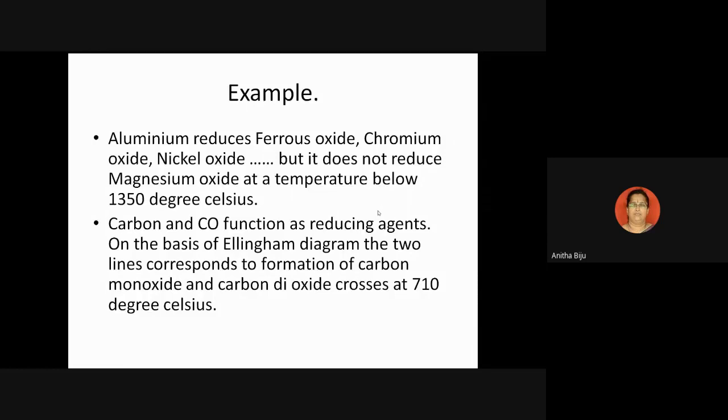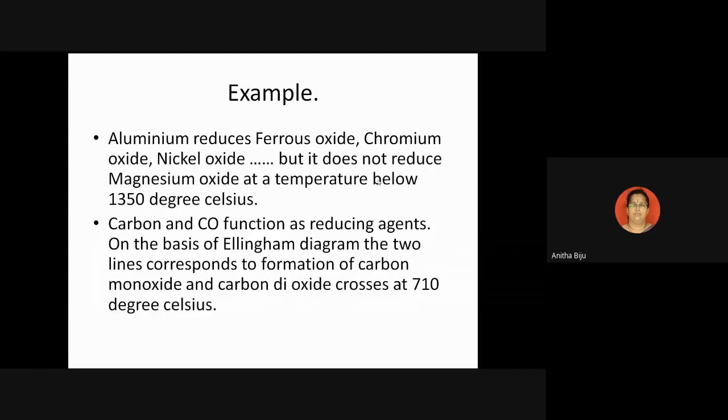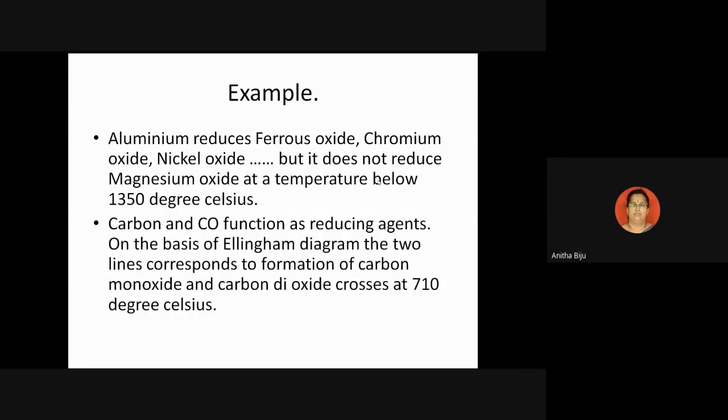So aluminum is capable of reducing all these oxides, but look at the position of aluminum in the diagram. Second from the bottom. See, the last one is magnesium. Above that, aluminum is there, and the other metals are above aluminum in the graph. The rest of the metals are not shown here. But it does not reduce magnesium oxide at a temperature below 1350 degrees Celsius. This is the point to be noted. Aluminum does not reduce magnesium oxide.